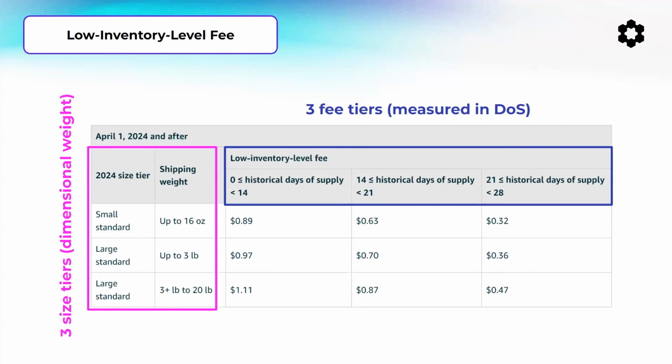So it's kind of offsetting, right? You pay a low inventory fee because you aren't doing a good job of keeping your inventory in stock, and those that are keeping inventory in stock, they get rewarded with the lower fulfillment fee.